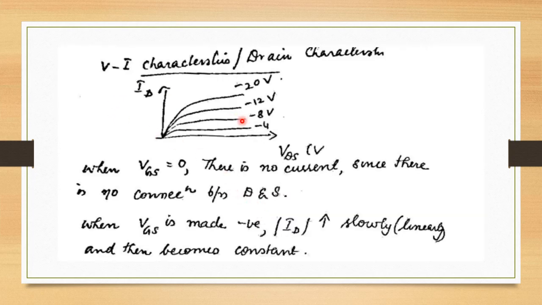Now next are the drain characteristics, or the VI characteristics. Here we can see that only negative voltages are represented. That is because when VGS is equal to 0, there is no current flow in the channel, since there is no connection between drain and source. And when VGS is made negative, ID starts increasing slowly and linearly and then becomes constant, from -4, -8 to -20 volts. This is the VI characteristic, or the drain characteristics.